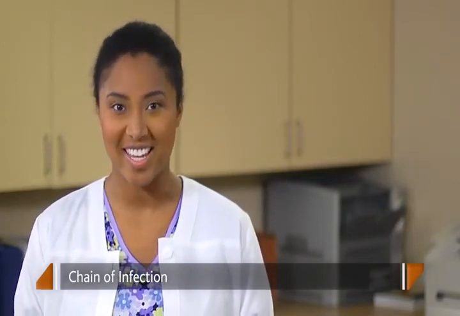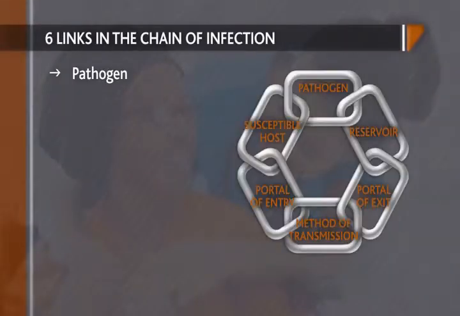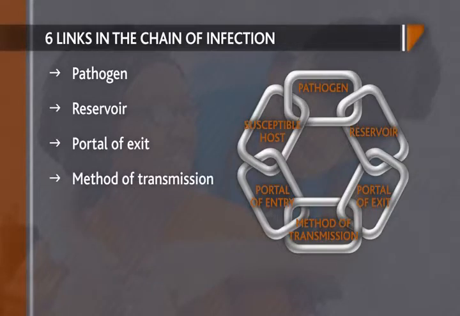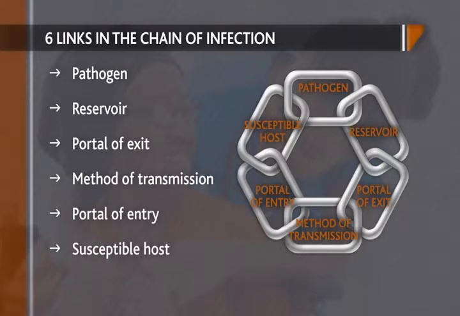In order for a person to acquire a communicable infection, 6 key conditions must be met. Together, these 6 conditions are the links that make up the chain of infection. By breaking this chain, you can help stop the spread of communicable disease in your facility. The 6 conditions in the chain of infection are pathogen, reservoir, portal of exit, method of transmission, portal of entry, and susceptible host. In order for the chain of infection to remain intact, each of these conditions must be present.